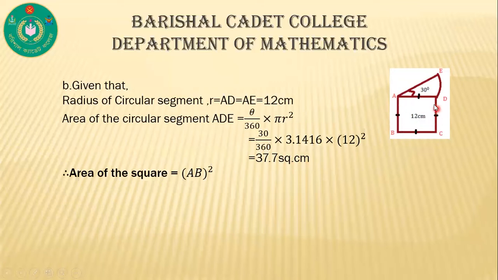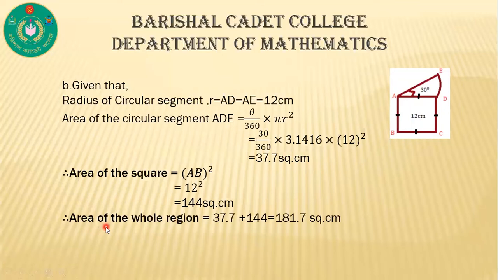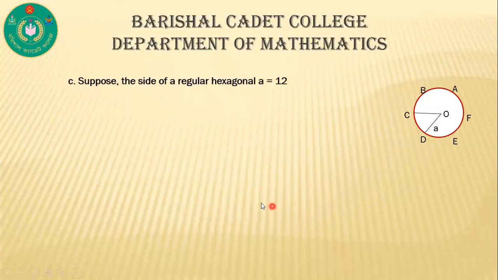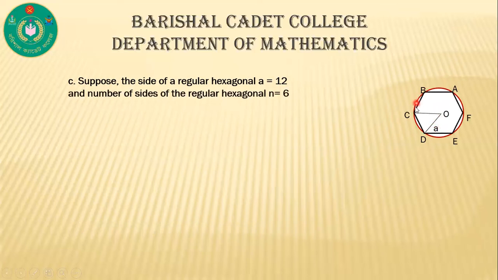We know the area of the square is equal to AB square. That means length of a side is square. Now putting this value, then we can write 144 square centimeter. Therefore, area of the whole region 37.7 plus 144 is equal to 181.7 square centimeter. Now we find the area of the unoccupied region. That means this region.